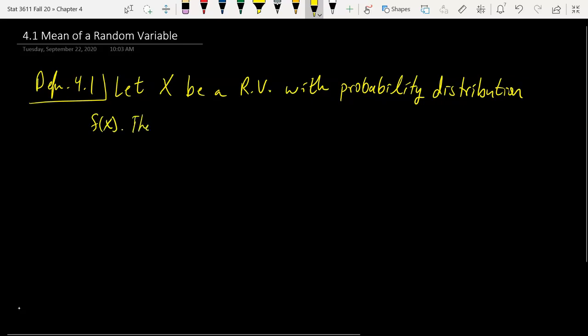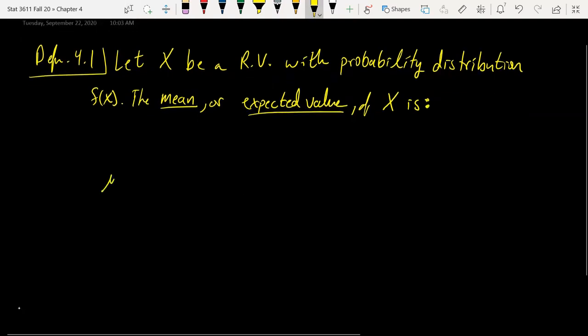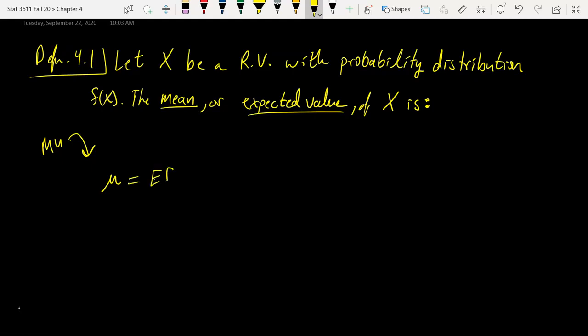The mean or expected value of the random variable x is defined as such. We use the Greek letter mu. Mu is equal to the expected value of x. So either one, this is just notation. The mean, sometimes we use the letter mu, sometimes we use the expected value of x.